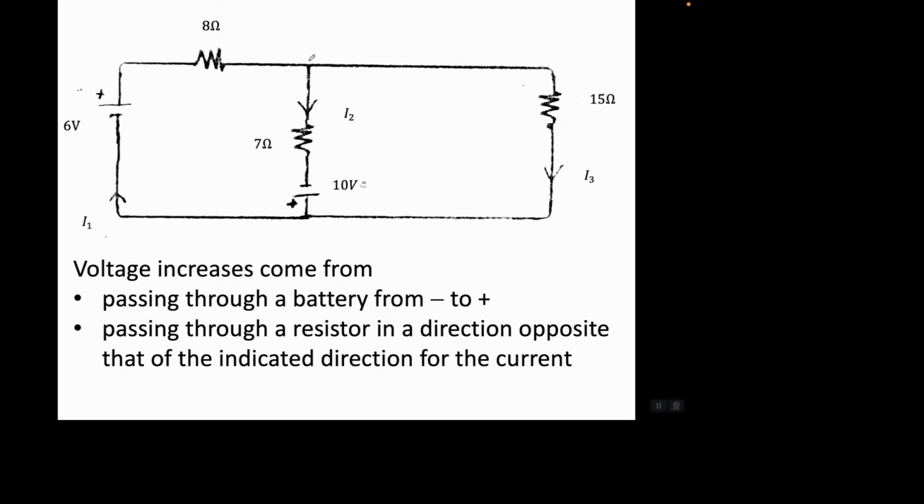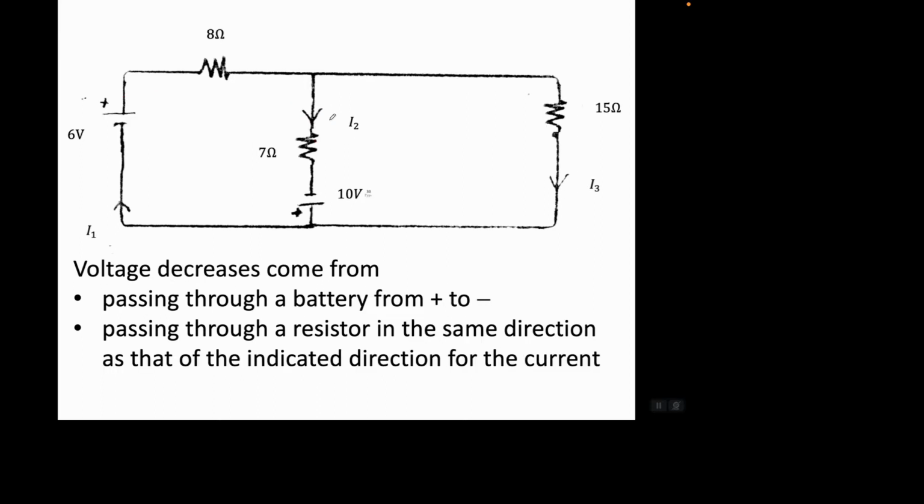Voltage increases come from passing through a battery from negative to positive. For example, if we pass through the battery in this direction, negative to positive, you can see a little positive up here. That will lead to a voltage increase. Passing through a resistor in the direction opposite that of the indicated direction for the current also produces a voltage increase. For example, this is the direction of the current for I2, and if we pass through the resistor in the opposite direction, that leads to a voltage increase.